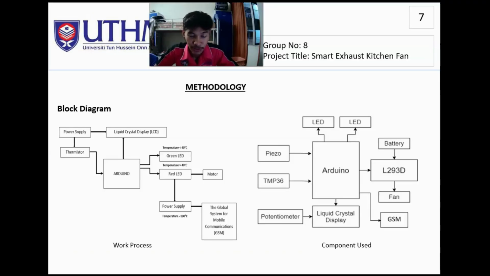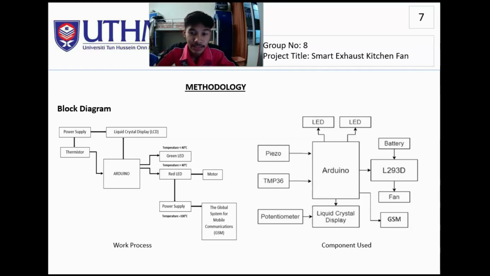Assalamualaikum warahmatullahi wabarakatuh. My name is Muhammad Izhar bin Zahari, matric number DN210073. So I will continue the presentation with my part, which is the methodology. So first we go to the block diagram.